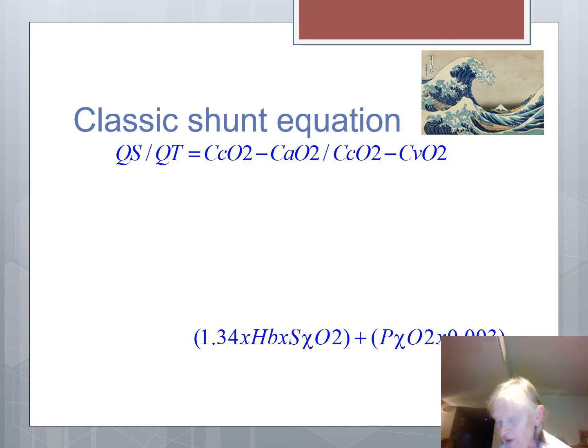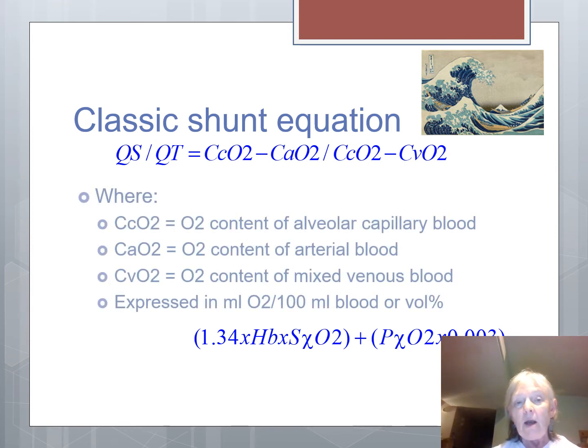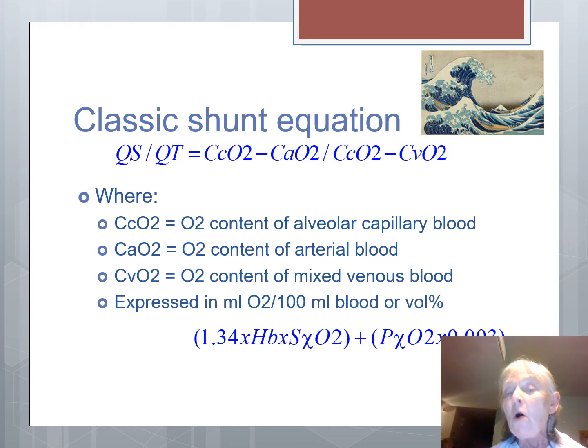So the classic shunt equation is basically the amount of cardiac output that's shunted compared to the amount of cardiac output that was put out. And the various parts of it are the CCO2, the CaO2, and the CVO2. When we look at these, the definitions of these parts are: the CCO2 is the O2 content of alveolar capillary blood, or end content of blood. You'll see it written both ways. C little AO2 is the content of oxygen in arterial blood. CVO2 is the O2 content of the mixed venous blood.